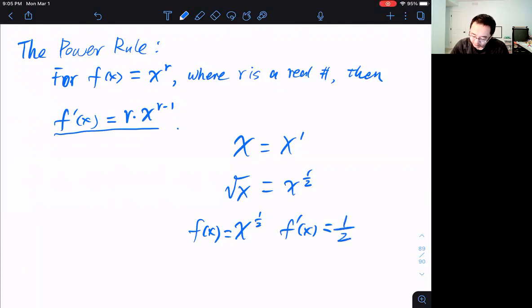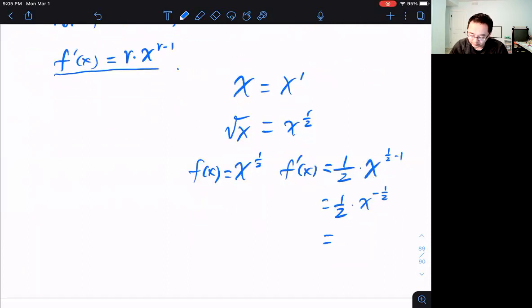You bring it down first, make it multiply x, and then you take the original power and subtract 1 from it. So in this case, this equals 1/2 times x to the negative 1/2. Or if you want to write this in a more recognizable form, negative means it's in the denominator, and x to the 1/2 is the square root of x. So you can write 1 over 2 times the square root of x.